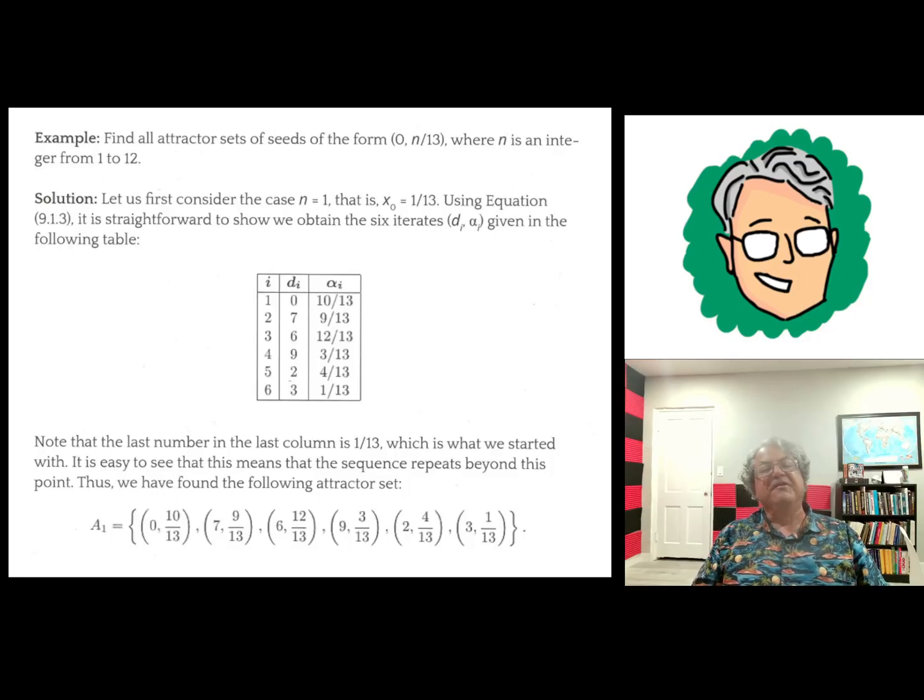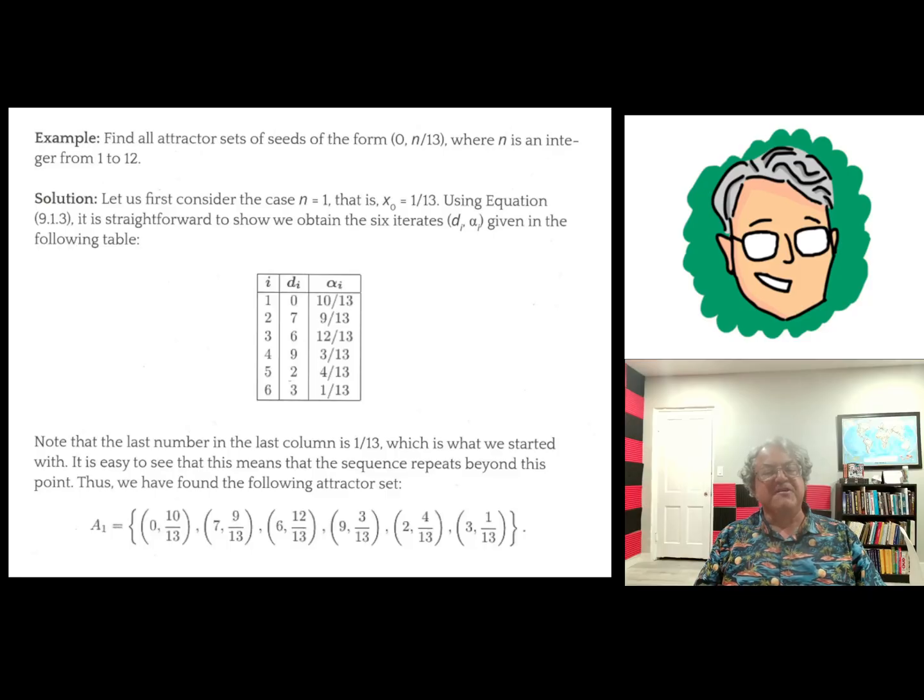But here's what the problem's asking for. We want to find all attractor sets where every element is of a form. The seed is of the form 0 comma n over 13. So those are the seeds we're starting with. Actually, we're going to start with 1/13. And then if you do one iteration, the rule is that our alpha naught is 1/13, and our initial d naught is 0, and then we multiply the alpha by 10, we get 10/13.